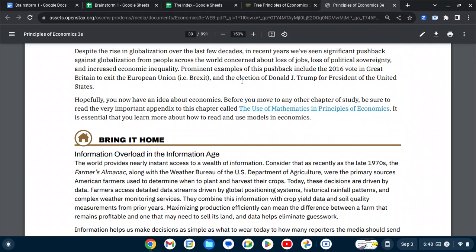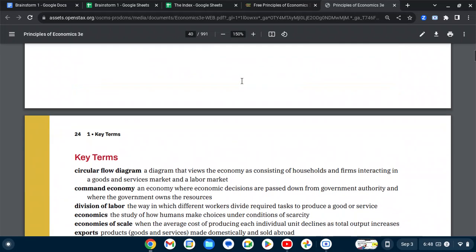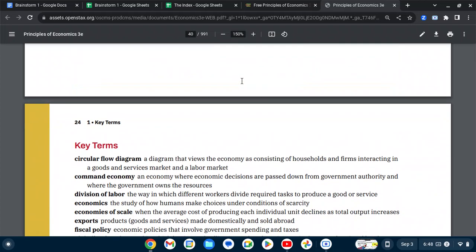Hopefully, you now have an idea about economics. Before you move to any other chapter of study, be sure to read the very important appendix to this chapter called The Use of Mathematics and Principles of Economics. It is essential you learn more about how to read and use models in math. I'll figure it out. All right, end of OpenStax economics.